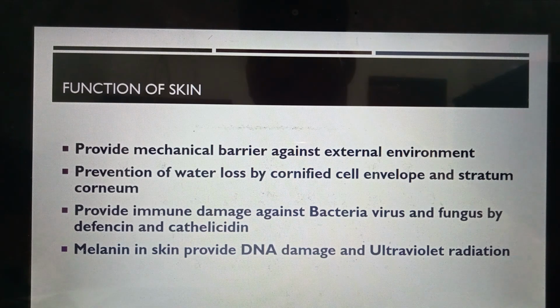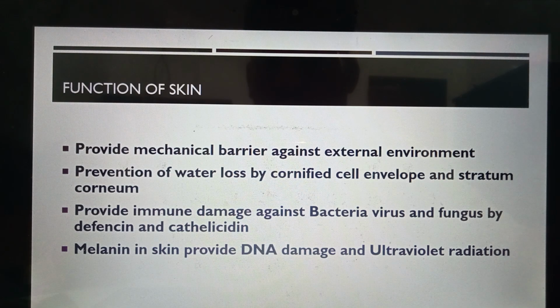So these are the functions of skin. Skin provides lots of important functions in our body. These include: it provides a mechanical barrier against the external environment, and prevention of water loss by the cornified cell envelope and stratum corneum. It provides an immune system for our body. For example, it protects us from bacteria, viruses and fungi by the presence of defensin and cathelicidin. These both act as the immune defense of skin.